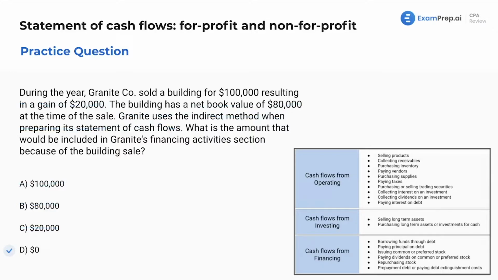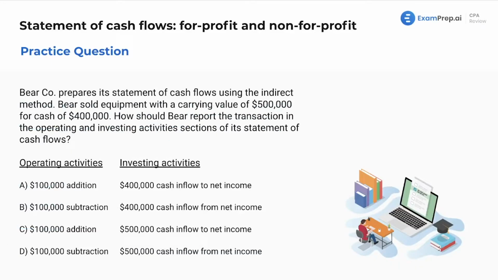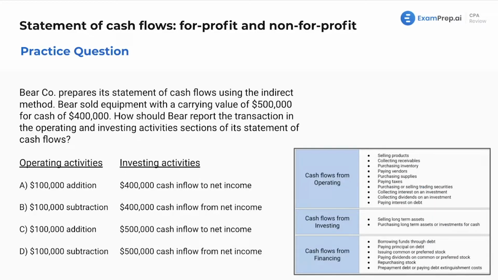All right, moving on to our next question here. How should Bear report the transaction in the operating and investing activity sections of its statement of cash flows? All right, let's take a look here. In our statement of cash flows, we are going to have operating, investing, and financing. Here, operating activities. Again, I've got the nice chart here for you. Take a look at what we have. Get familiar with that for sure.